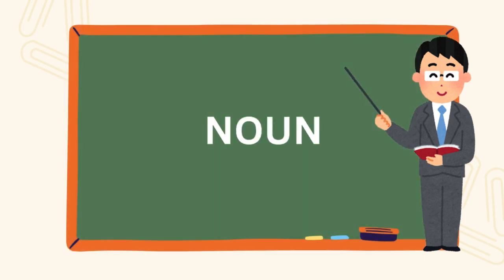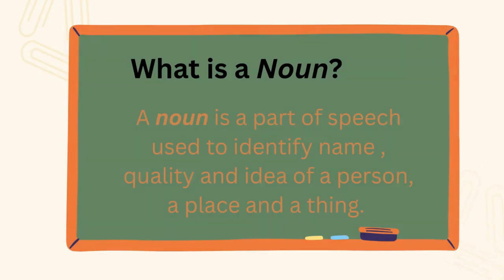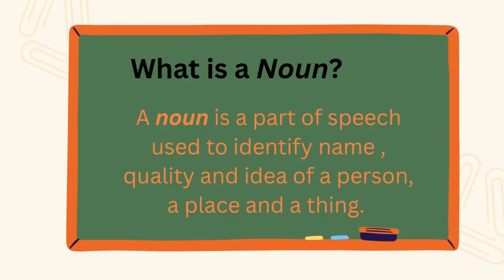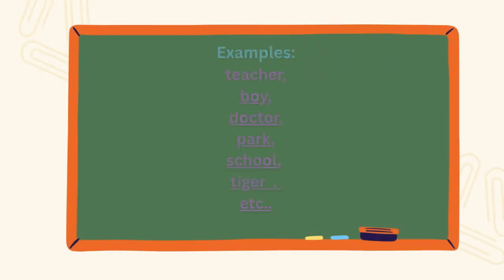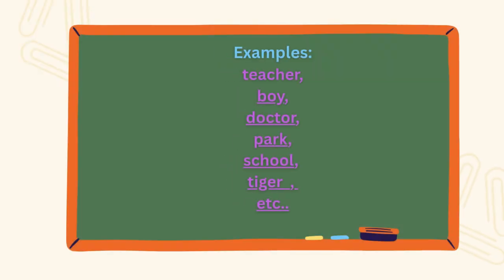Noun. A noun is a part of speech used to identify the name, quality, and idea of a person, a place, and a thing. Examples: teacher, boy, doctor, park, school, tiger, etc.